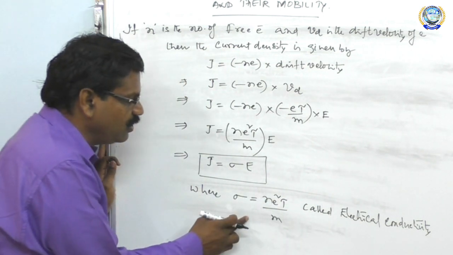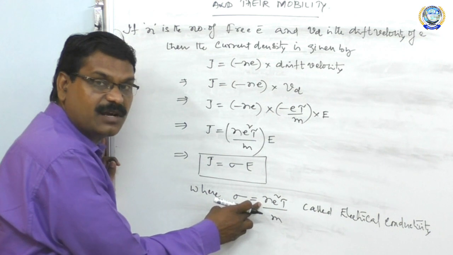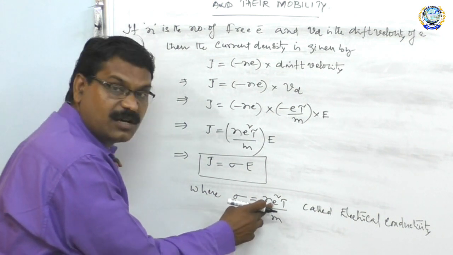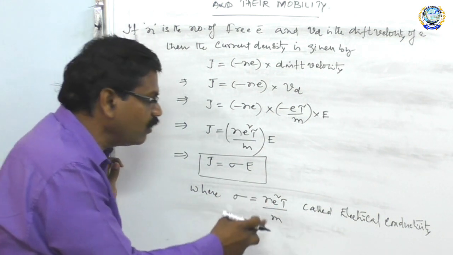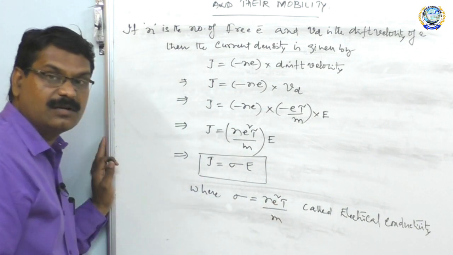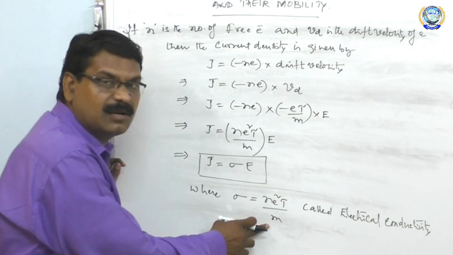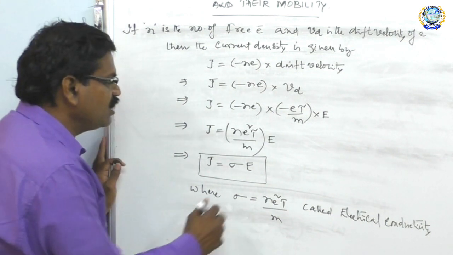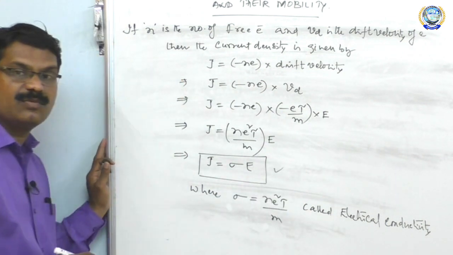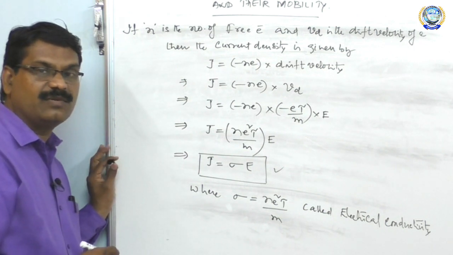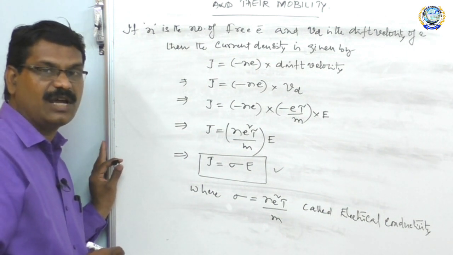In this expression, this n is called number of charge carriers per unit volume, and e is called charge of the charge carrier, that is nothing but electron, and tau is called time taken for any two consecutive collisions, and m is called mass of the electron, which is the required expression for electrical conductivity in terms of number of free electrons and their mobility.